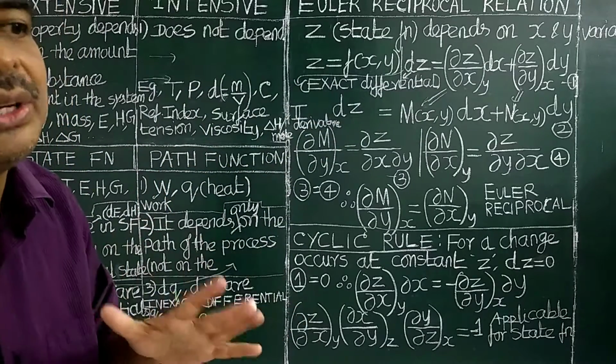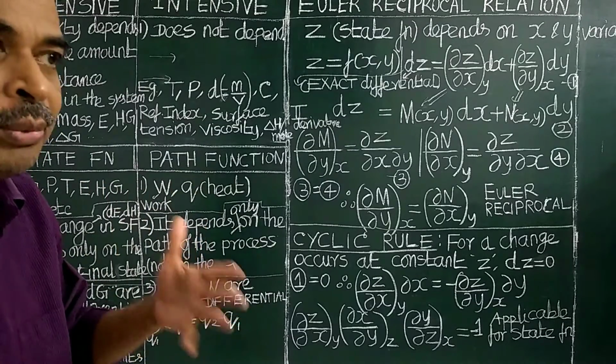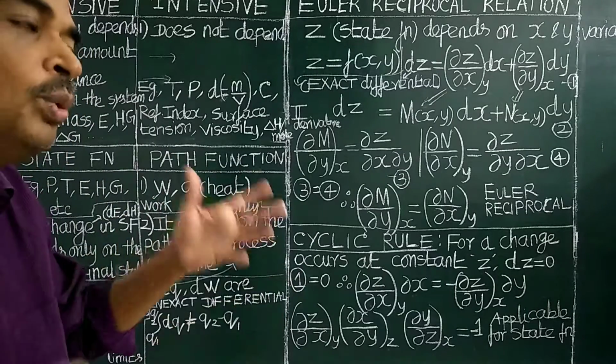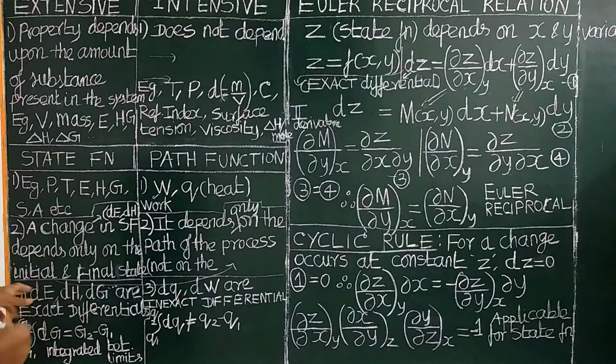So, W1 not equal to W2, therefore you will do more work. It depends on the path, how you are going. Okay, so this is what the thermodynamic function means.